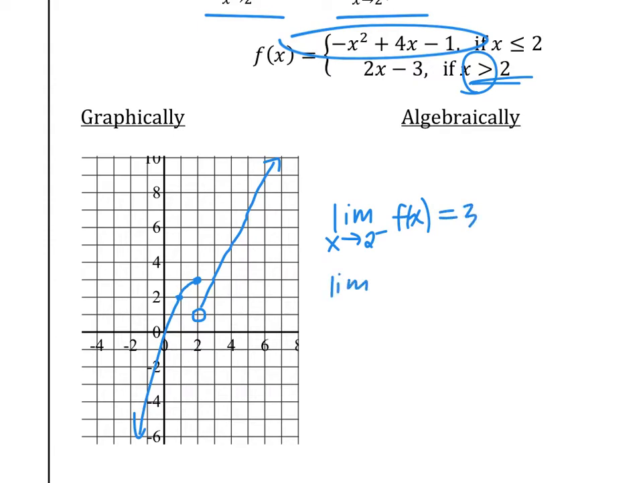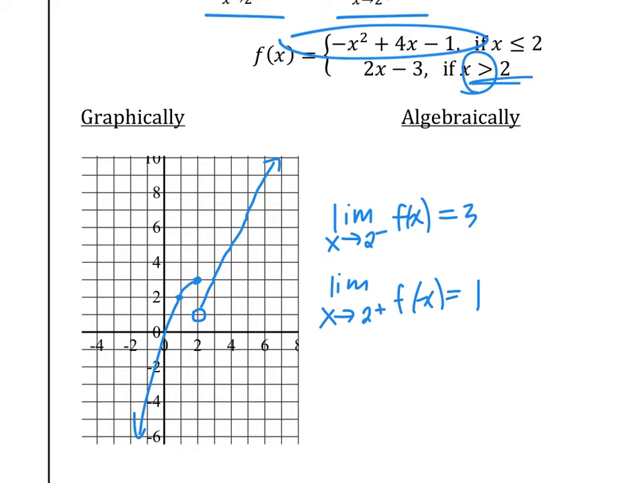Okay, limit as x goes to 2 positive. That means from the positive side. So we're going to trace this graph from the positive side of 2. And then once it gets to 2, the limit stops at 1.